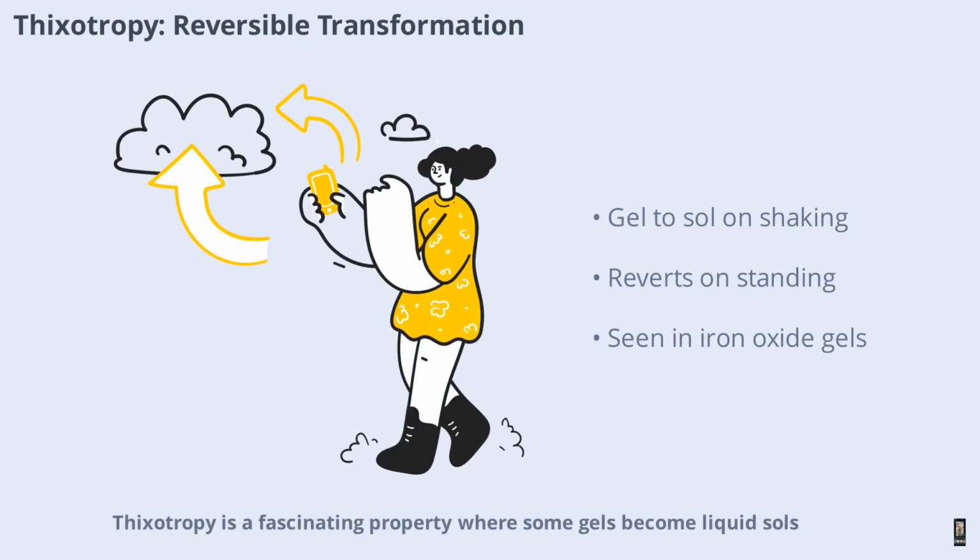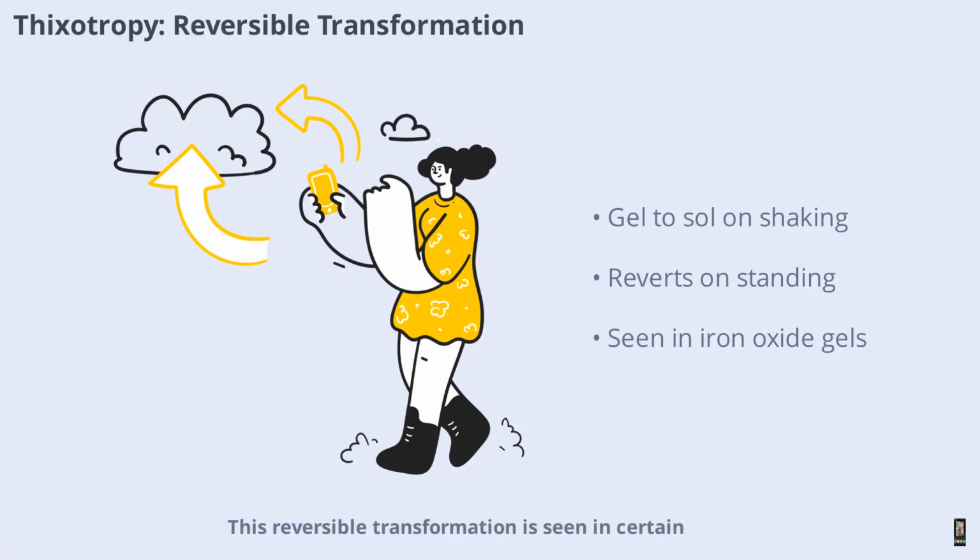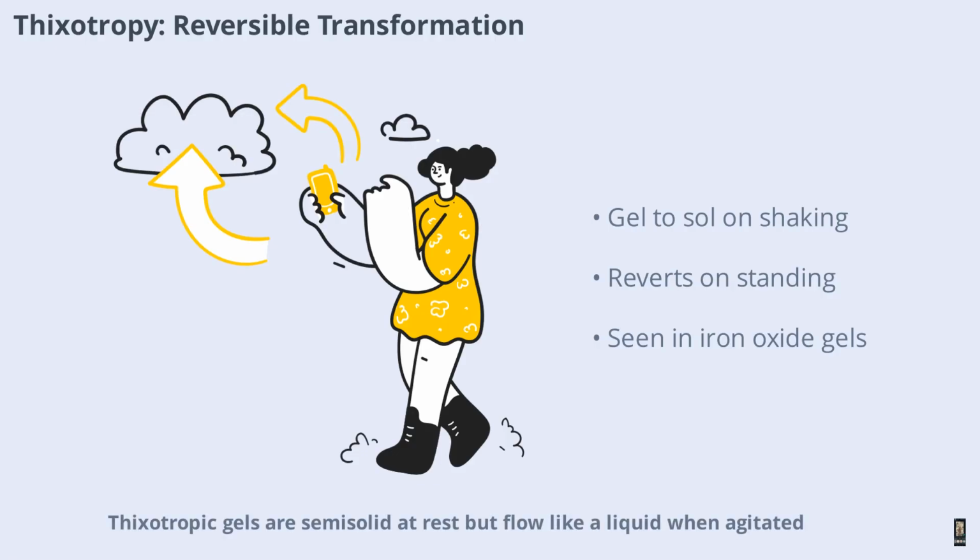Thixotropy is a fascinating property where some gels become liquid sols when shaken and revert to their gel form when left to stand. This reversible transformation is seen in certain gels like iron oxide and silver oxide. Thixotropic gels are semi-solid at rest but flow like a liquid when agitated.